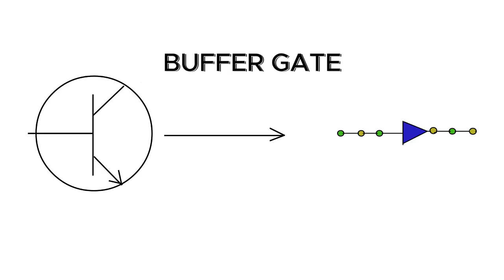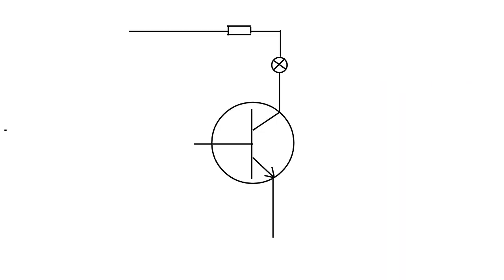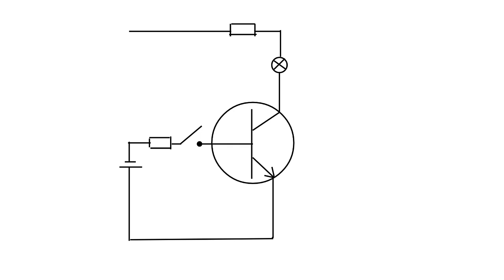So how can transistors make these devices? What you're going to need is a transistor, an LED, two resistors, 1K, and one voltage source. If you're making this at home, make sure it looks a little bit like this, and you can use a 5-volt power supply. The switch is at the base. Once we press the switch, now the LED can light up. So this resembles a buffer gate.